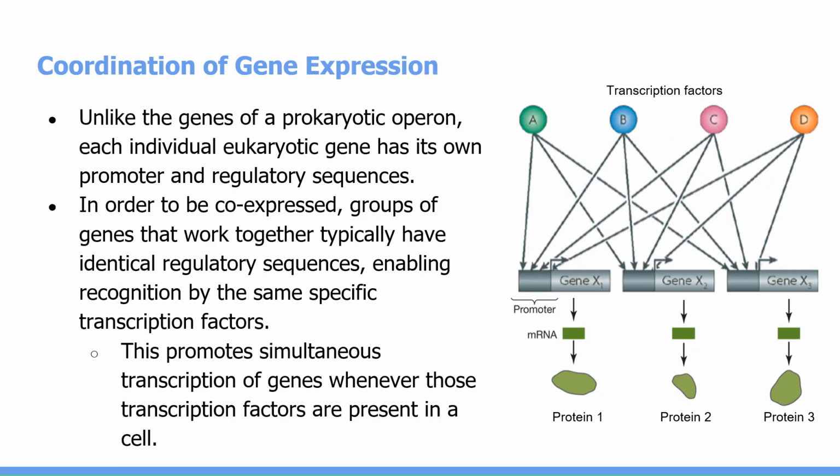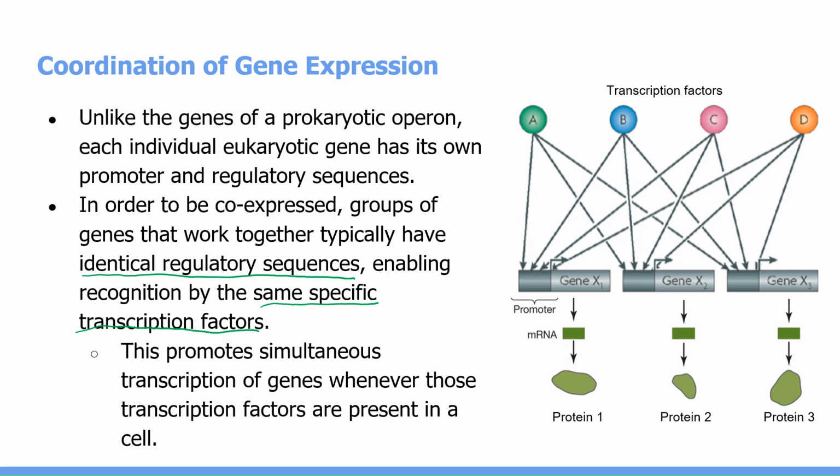Unlike the genes of a prokaryotic operon, each individual eukaryotic gene has its own promoter and regulatory sequences. In order to be co-expressed, meaning that they are all being created at once, they have to have the same identical regulatory sequences, and again, the same specific transcription factors. But no, these genes are different. Again, this promotes simultaneous transcription of genes whenever those transcription factors are present in a cell.